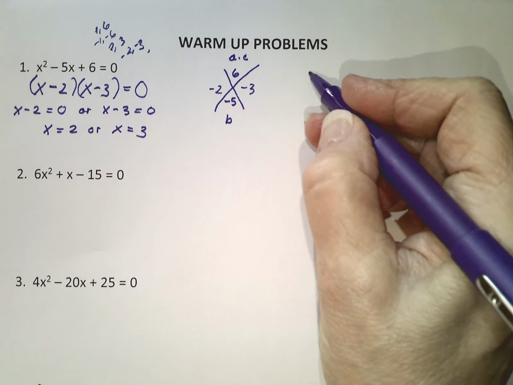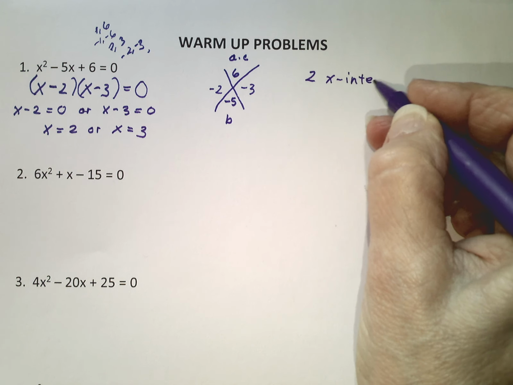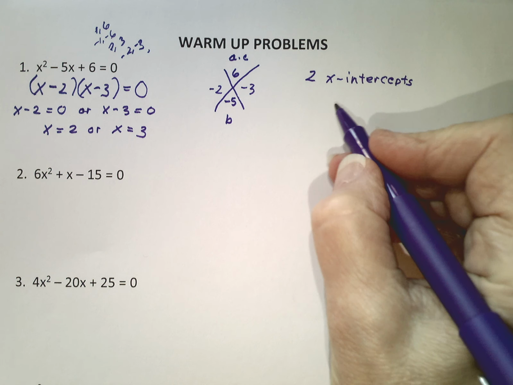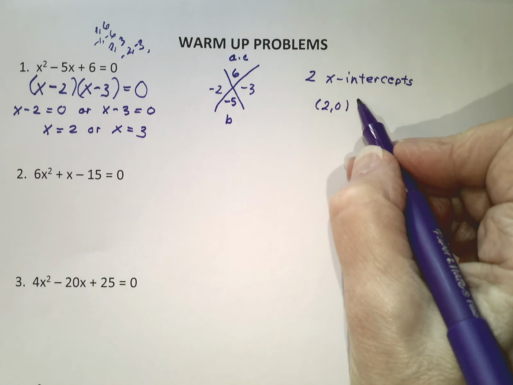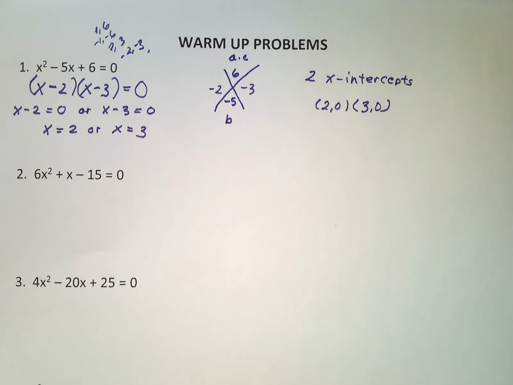Which means we have two x-intercepts. The parabola will cross the x-axis at the point (2, 0) or at (3, 0). So that wasn't too bad.